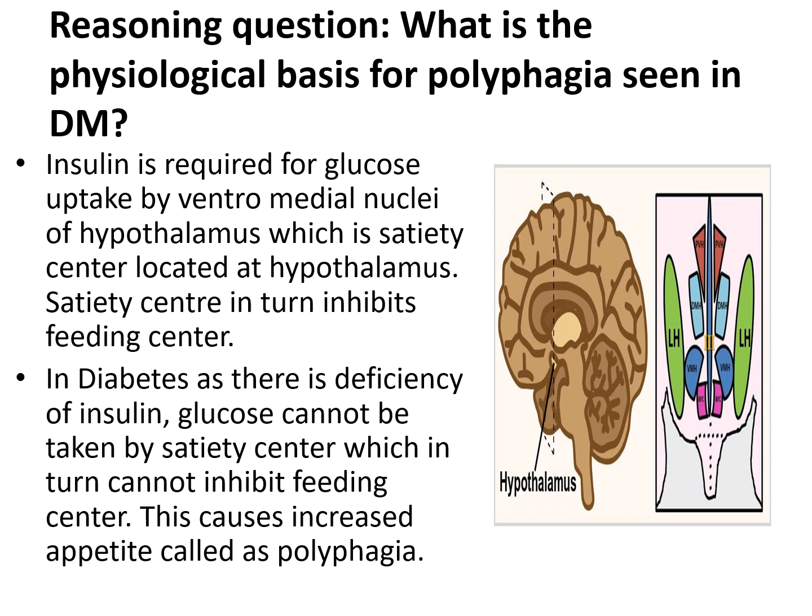In a patient of diabetes mellitus, due to the lack of insulin, glucose is not taken up by the satiety center, so it cannot inhibit the feeding center. This results in continuous activation of the feeding center, resulting in increased appetite, which is called polyphagia.